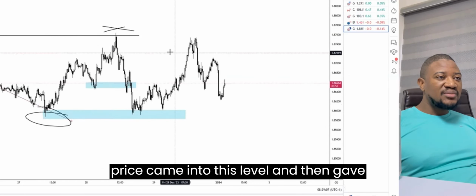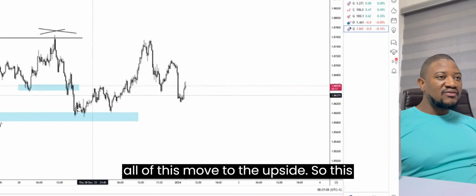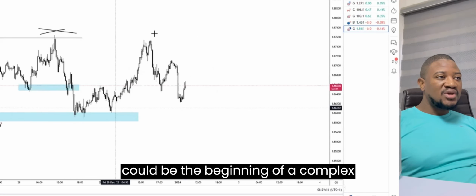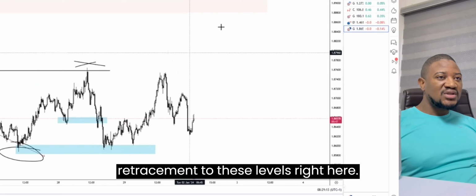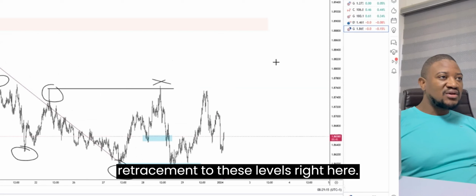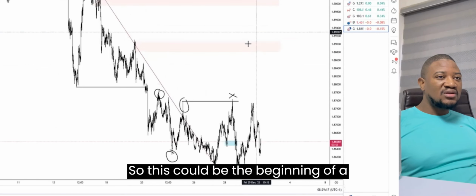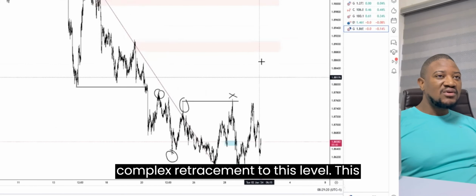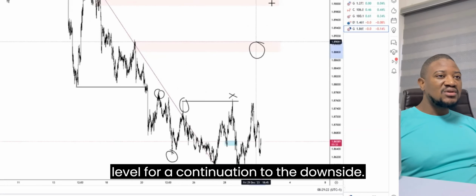So we see how price came into this level and then gave all of this move to the upside. So this could be the beginning of a complex retracement to these levels right here. So this could be the beginning of a complex retracement to this level or this level for a continuation to the downside.